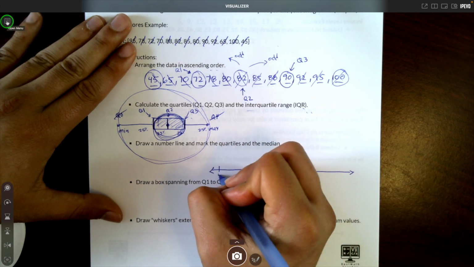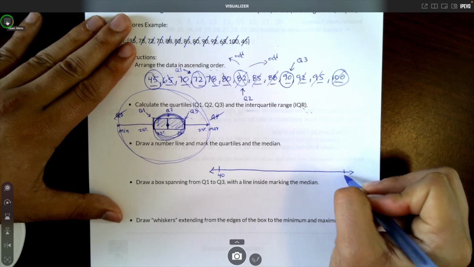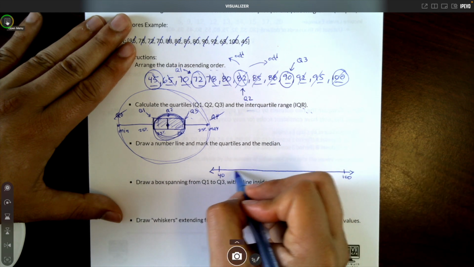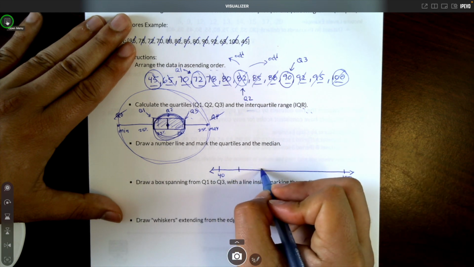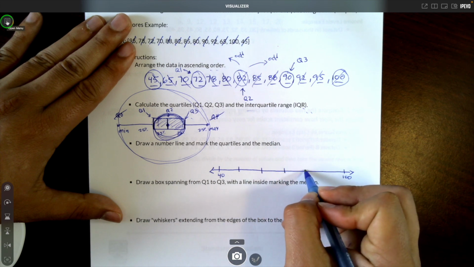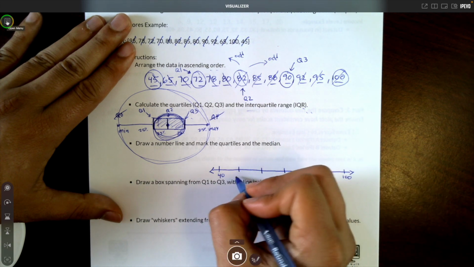Smallest number is 40. Goes all the way up to 100. And this is going to be 40, 50, 60, 70, 80, 90, 100.